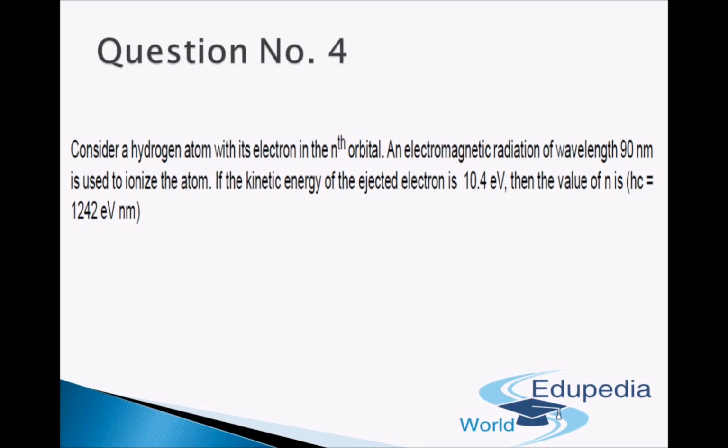Let's look at the next question. We are given a hydrogen atom with its electron in the nth orbital, and a wavelength of 90 nanometers is used to ionize it. Right? And the kinetic energy is 10.4. So if we give a wavelength of 90 nanometers, that electromagnetic radiation will have some energy. We know that energy has to be greater than 10.4 because that energy is first of all ionizing the atom and then giving it some kinetic energy as well. And we can calculate that energy. So that's the thing we'll do first.